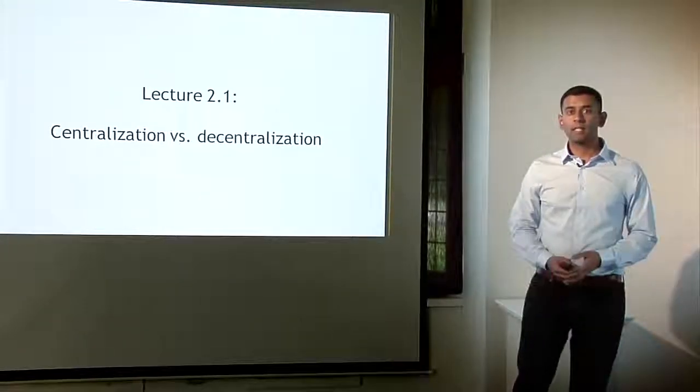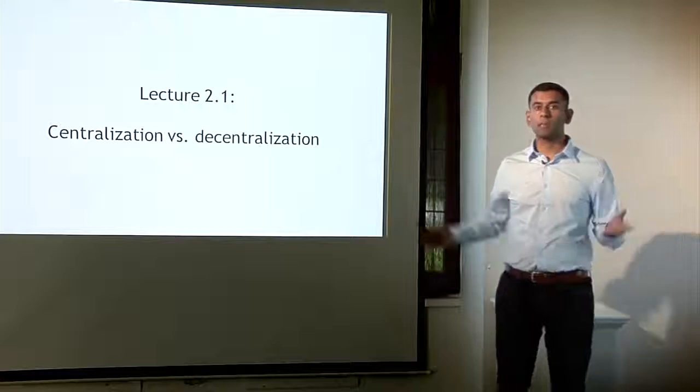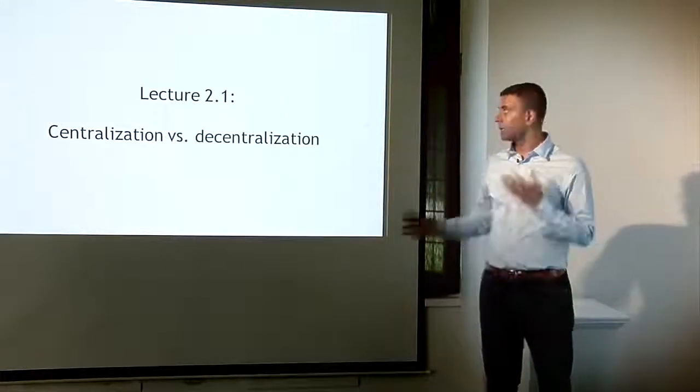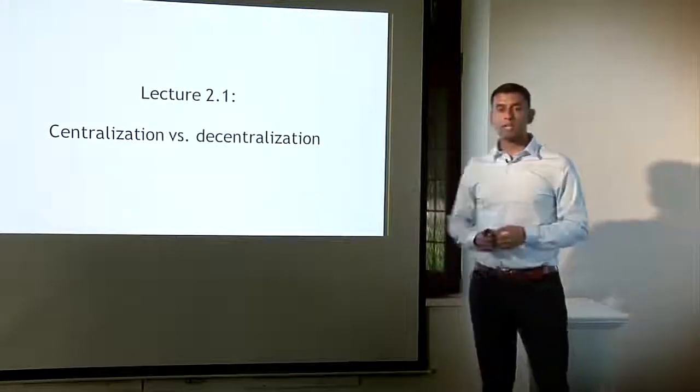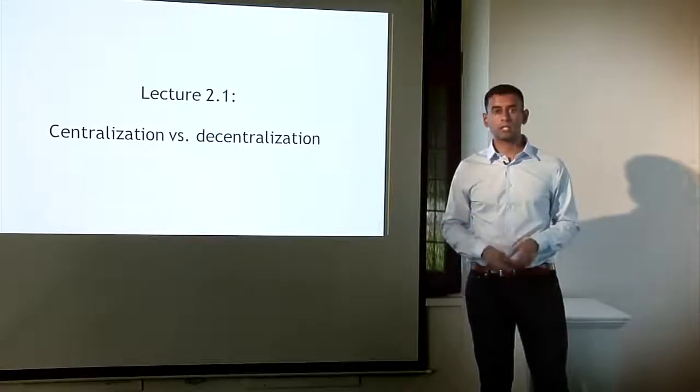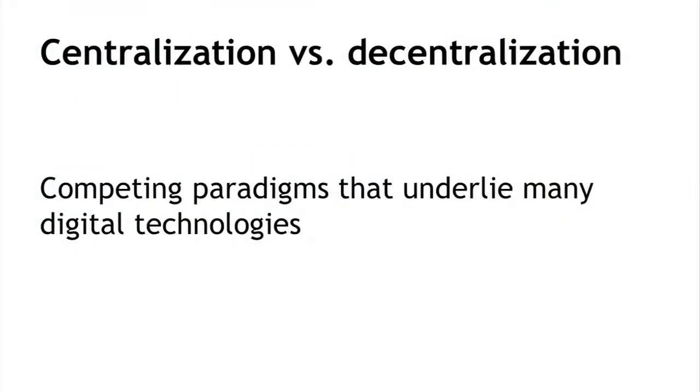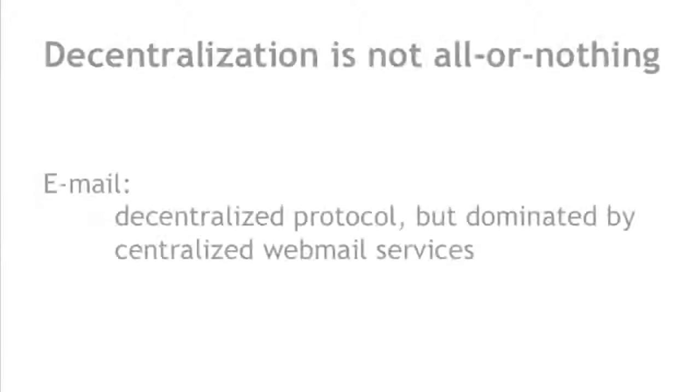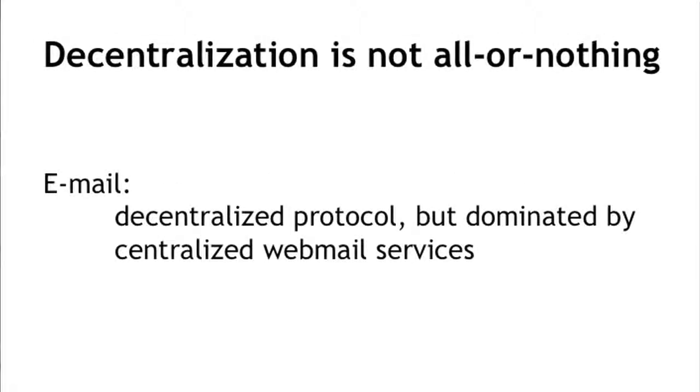So it turns out that decentralization is an important concept not just for Bitcoin, but in fact, this notion of competing paradigms of centralization versus decentralization plays out in a variety of different digital technologies. To understand Bitcoin's decentralization, I want to start with the caveat that decentralization almost always is not all or nothing. Almost no system is purely decentralized or purely centralized. And a good example of this is email, which is a decentralized system fundamentally, I would say.